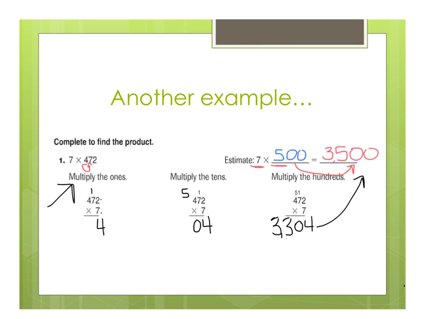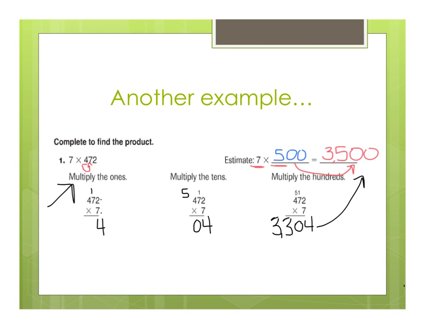Notice when I first saw the problem, it was 7 times 472. And when it was time to actually multiply, I wrote 472 times 7. Can you remember what property allows us to switch the order of the two factors and it won't change the final product?